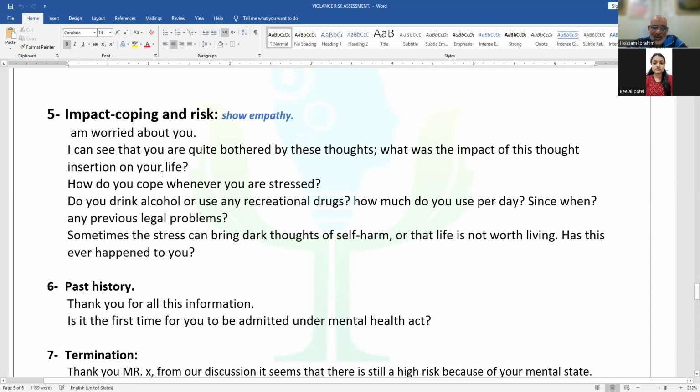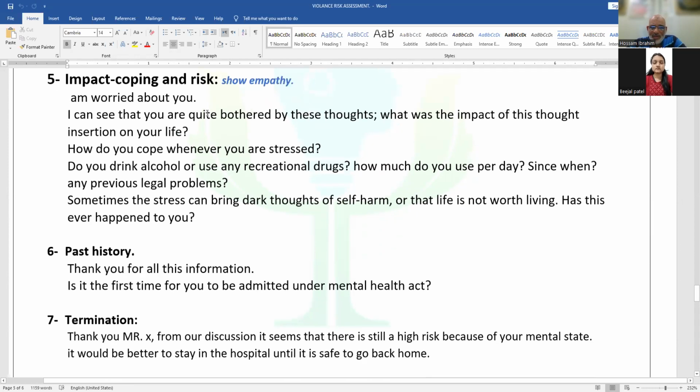Typical questions of impact, coping, and risk. How did these thoughts affect your life? What do you do whenever you are stressed? Do you use any recreational drugs? How much? Since when? Any legal problems? Sometimes stress can bring dark thoughts of self-harm or life is not worth living, etc.